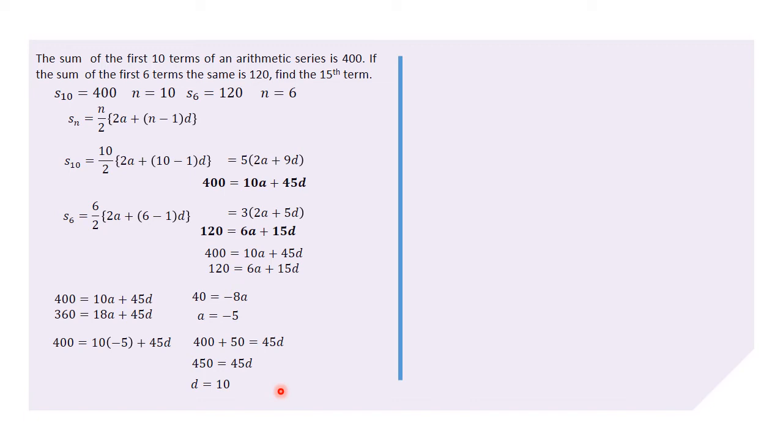The question is find the 15th term. Now, the 15th term is simply given by a plus in brackets n minus 1 d. I know the value of a, I know the value of d, I know the value of n. a is minus 5, that's what we just obtained earlier here. n is 15 because you're talking about the 15th term. 10 is our value for d, which you just obtained. And so you need to simplify this, and the answer will simply be 135. And that is, I think, simple.